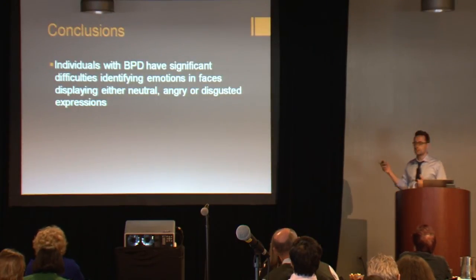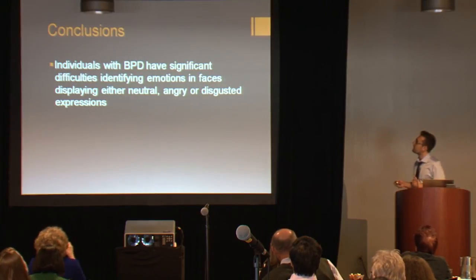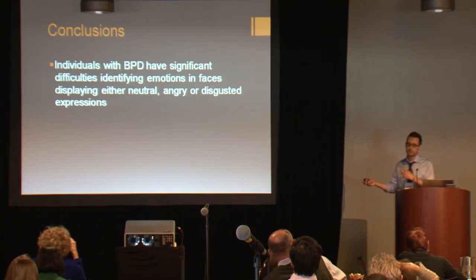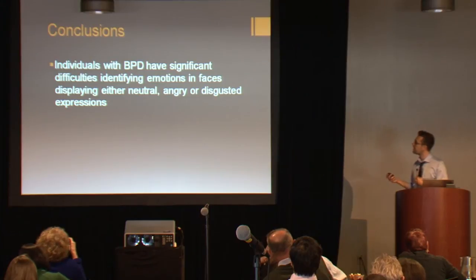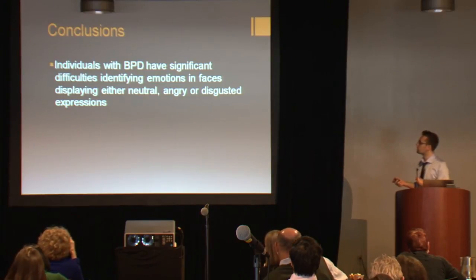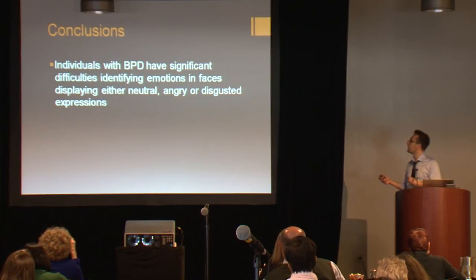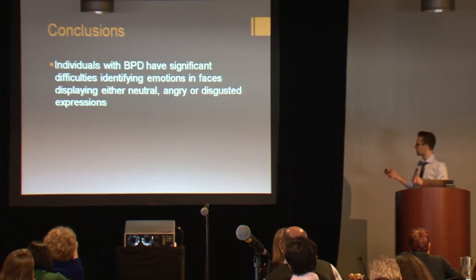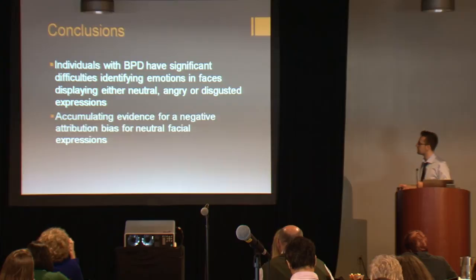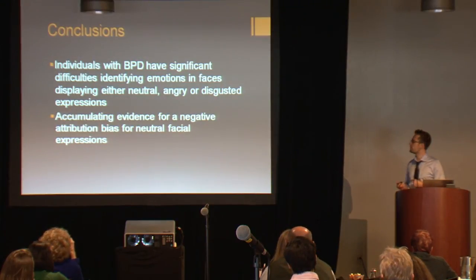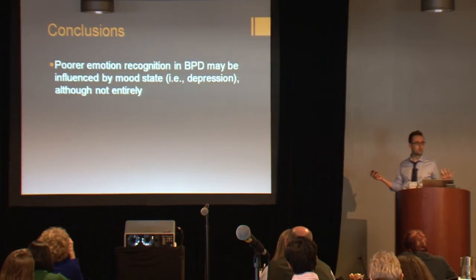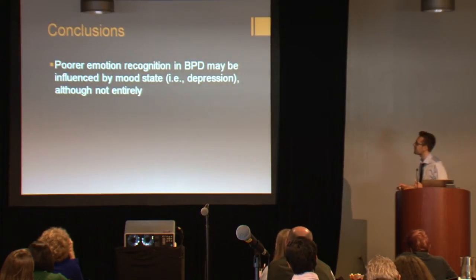But I do have a little bit more to say here in my conclusion slide about that. Overall, if I had to give you take-home messages of when we combine the meta-analysis and this prospective study, it is that individuals with BPD do tend to have significant difficulties identifying emotions in faces. Again, it tends to be with neutral, and angry and disgusted may be some very specific emotions they have difficulty recognizing at full emotional intensity. And there's accumulating evidence, based on my study and one other one, that there may be a negative attribution bias when they make mistakes in recognizing neutral faces. I think we'd prefer if they were going in the happy direction, but unfortunately they're going in the negative direction.